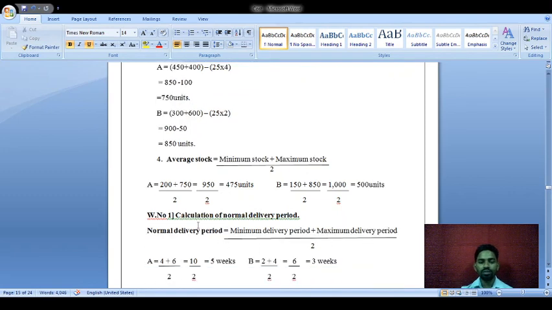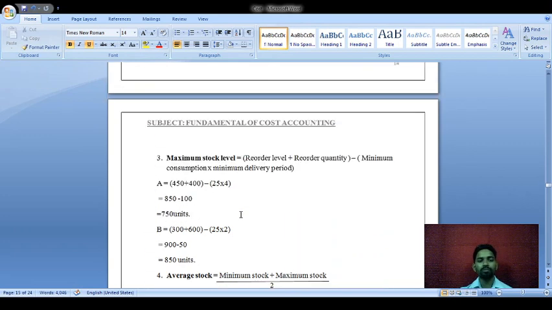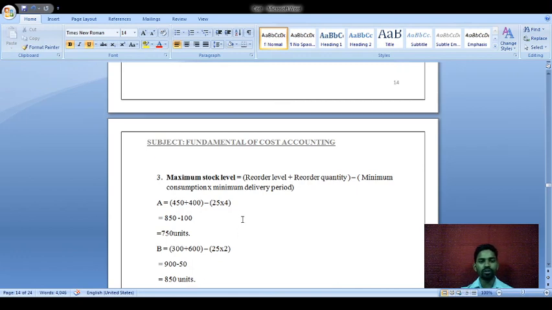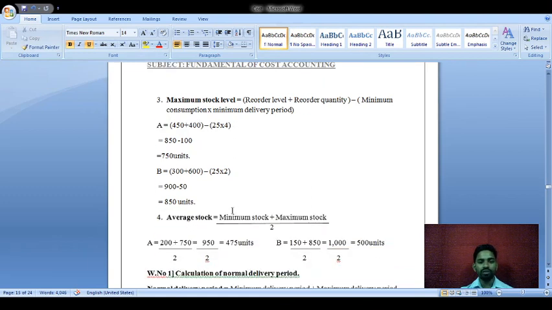Okay, and this is the working note for the calculation of the normal delivery period. Like this we have to solve, and it will come for 5 marks. It's very important, but you should know the formulas. What's the formula of the reorder level, what's the formula of the minimum stock level, what's the formula of the maximum stock level, as well as what's the formula for the average stock level.